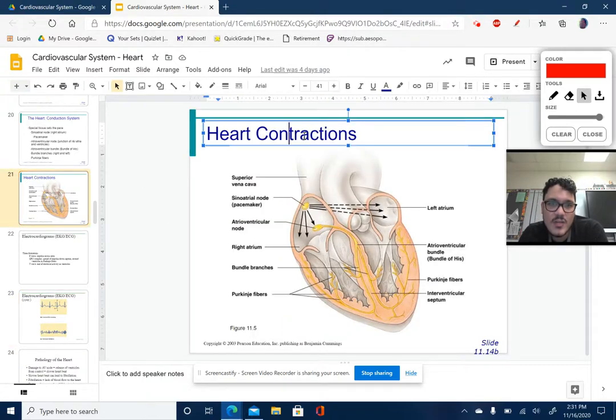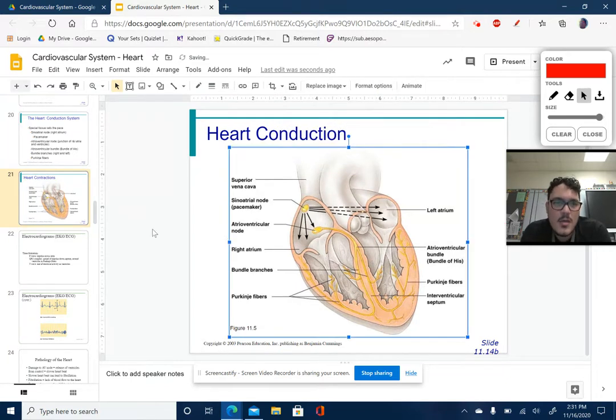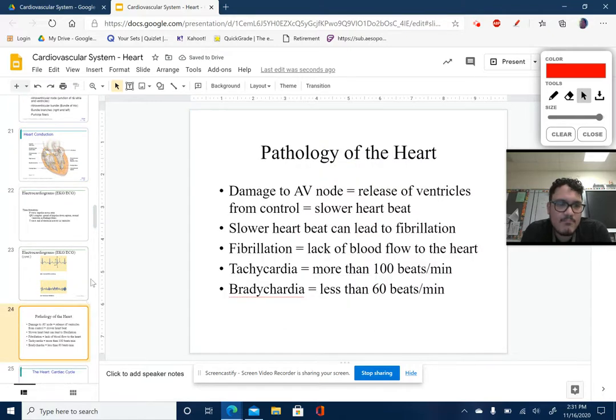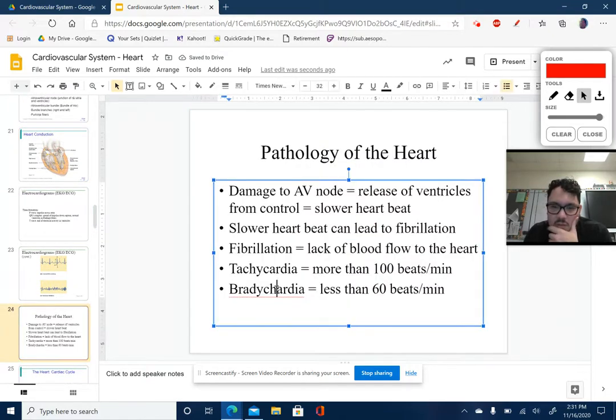Actually, I meant to change this. So let's change this on the fly. This should say heart conduction. There we go. Okay, some pathology of the heart. And this is also a typo there.